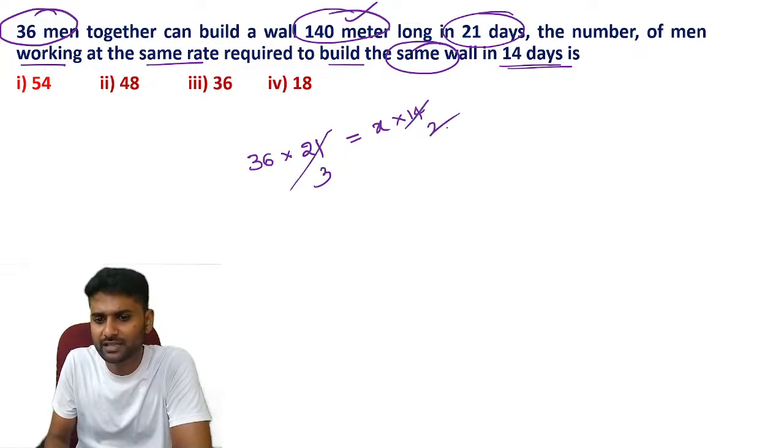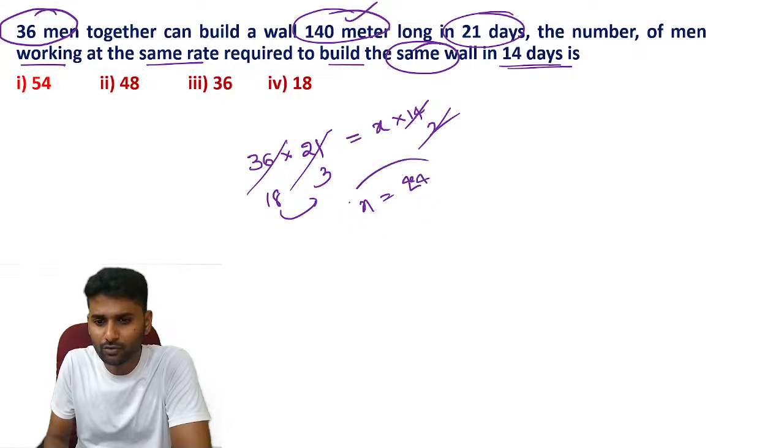7 2 times, 7 3 times, 2 exactly 18 times. So 18 into 3 is equal to 54.